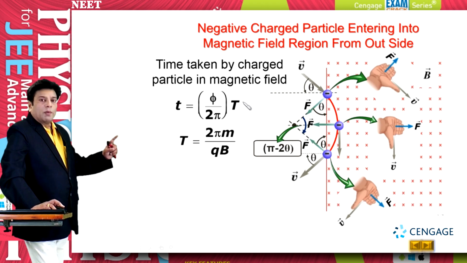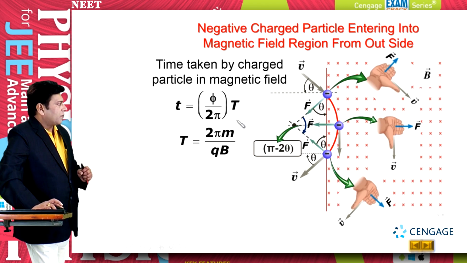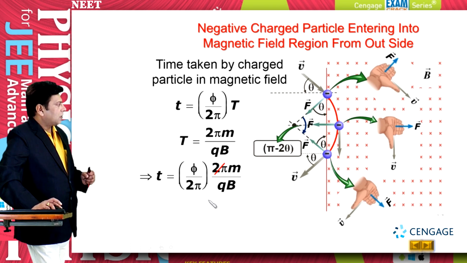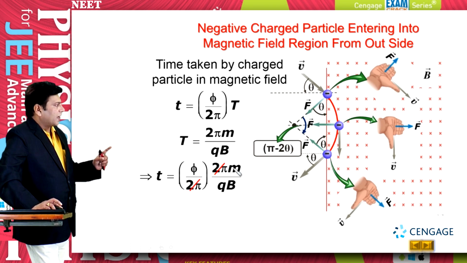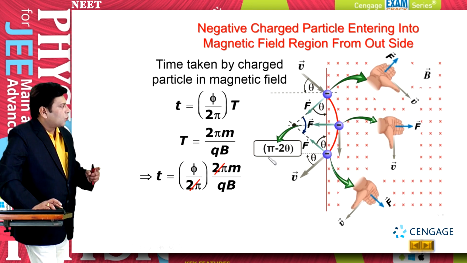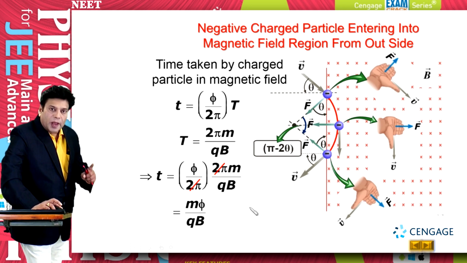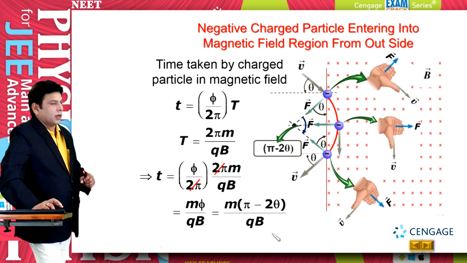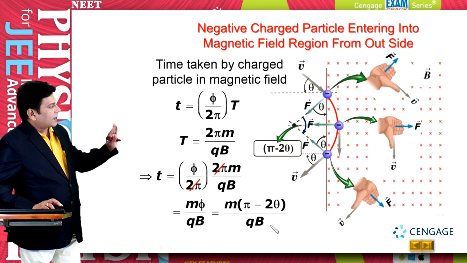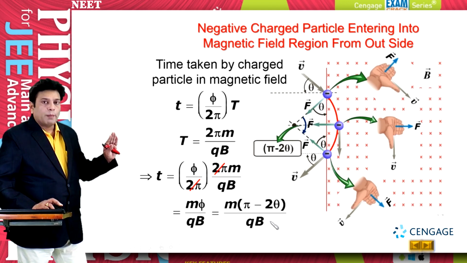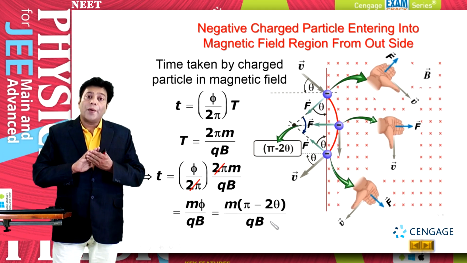Now we can substitute the value of T here. We know 2 pi and 2 pi will get cancelled, and we get the relation finally m phi divided by qB, and phi equal to pi minus 2 theta. So this time is m (pi minus 2 theta) divided by qB. This is the time taken by this charged particle when it is moving in the magnetic field region. That was the negative charge.